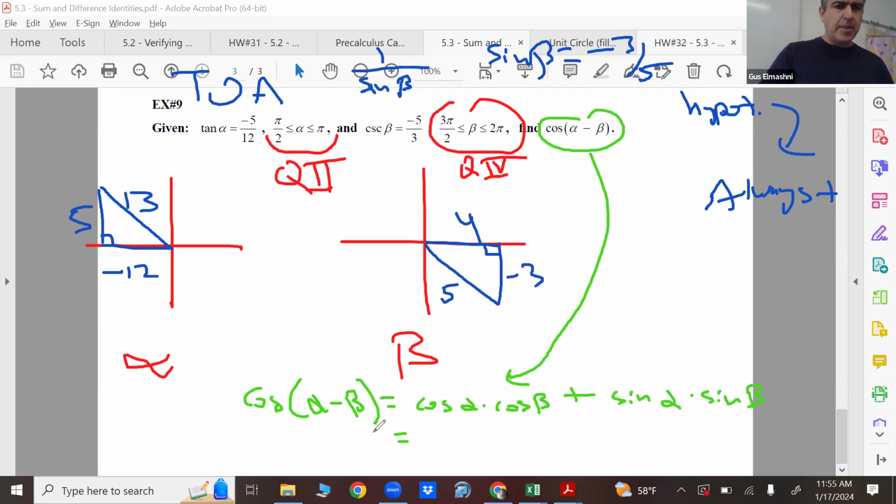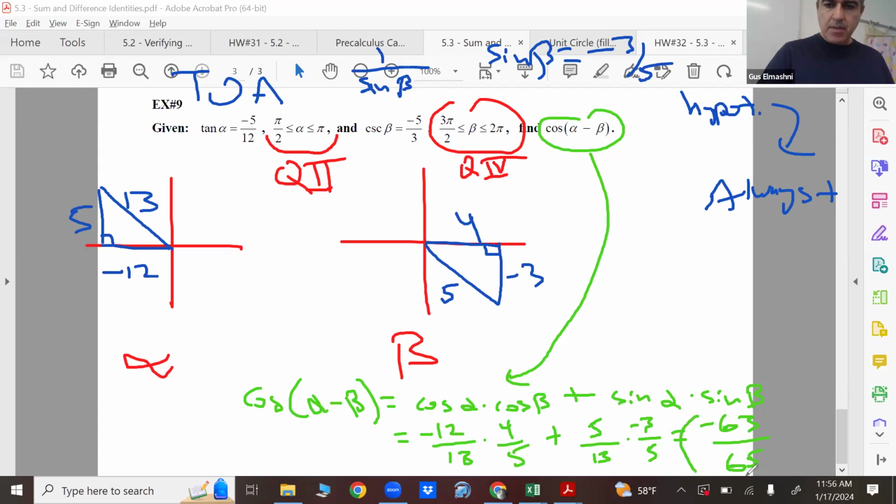What's cosine alpha? It looks like that's going to be, what do you guys think? What's cosine alpha, guys? If you look at the first triangle, see the cosine of it? Yeah, but technically, alpha is this. Technically, it's that, but you don't use a reference angle. What's cosine going to be? 12 over 13, yeah. That's negative 12 over 13. Cosine beta will be 4/5. Sine alpha is 5/13. Sine beta is negative 3/5. Combine all, you should get negative 63 out of 65. Okay. I think we're good there.